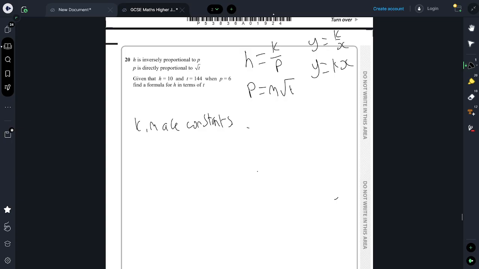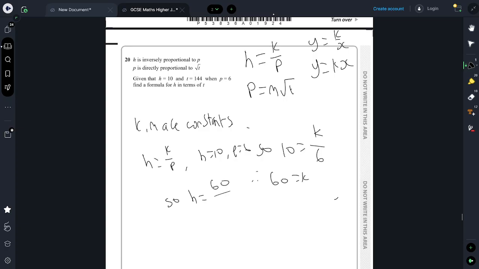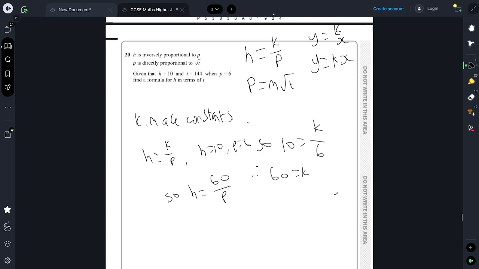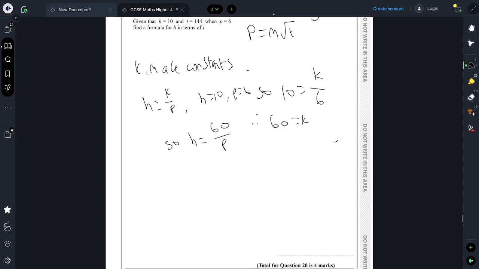So H is K over P. We're also told that H is 10 and P is 6. So substituting this in, we get 10 is K over 6. Which then means you times by 6, you get 60 is K. Which means H is 60 over P because we found the missing value. So now we've got a direct link between H and P.